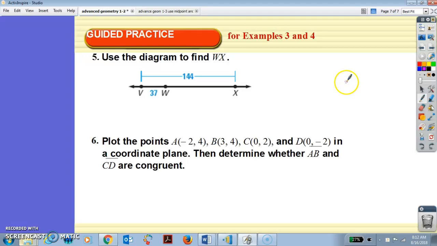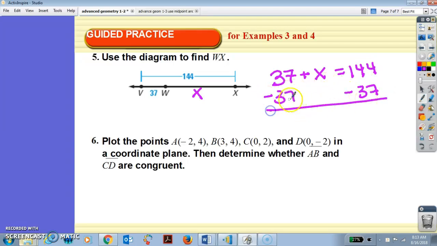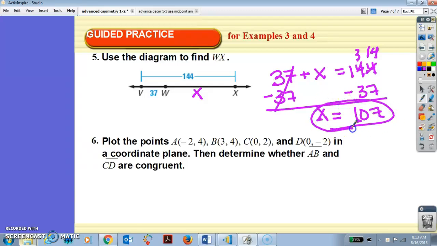Use the diagram to find WX. Alright, so we're looking for WX. So we know that segment addition postulate, 37 plus what equals the whole 144. Subtract 37 from both sides. X equals 144 minus 37, 14, 4 becomes a 3, 107, 107.